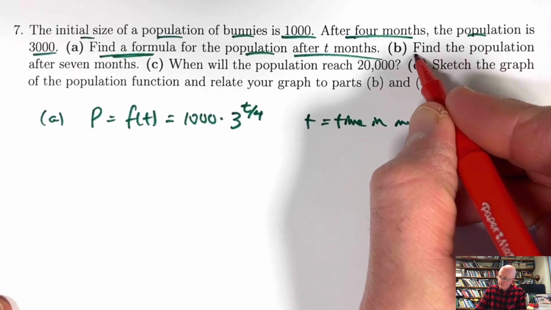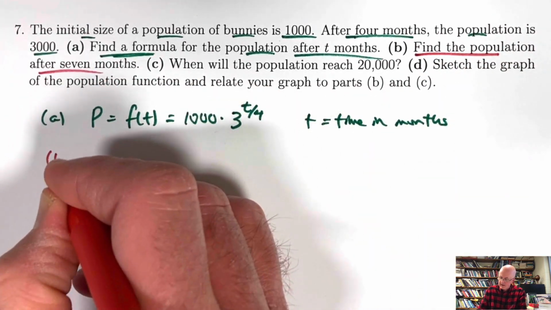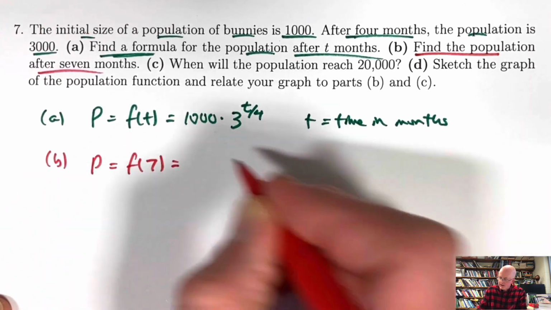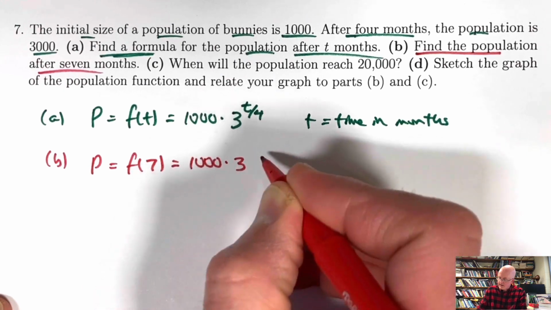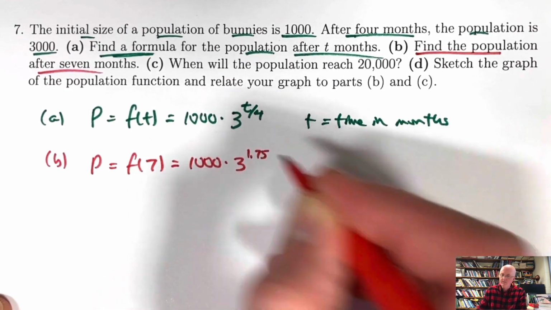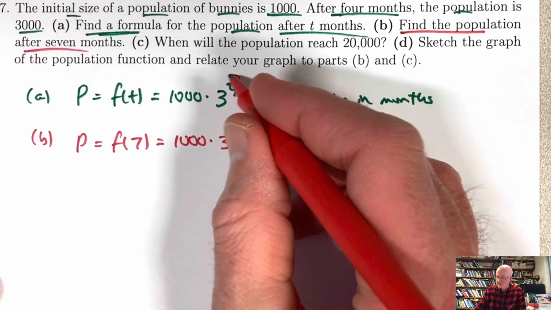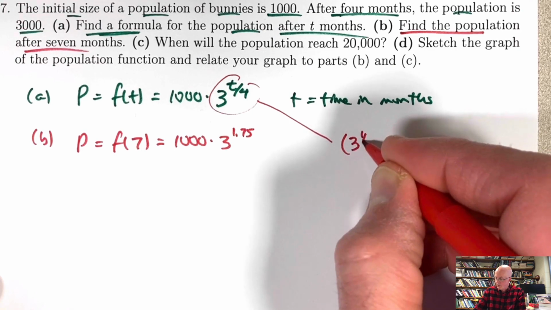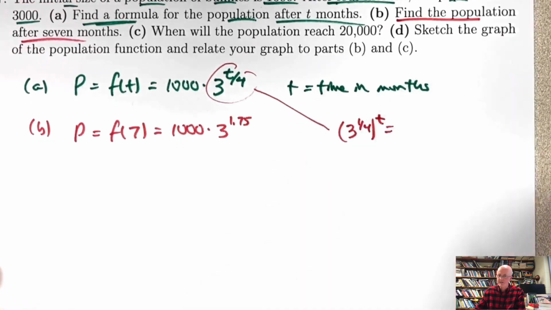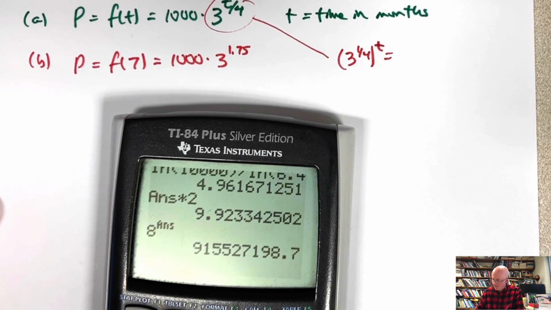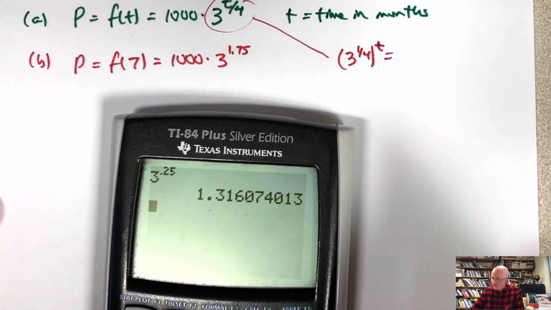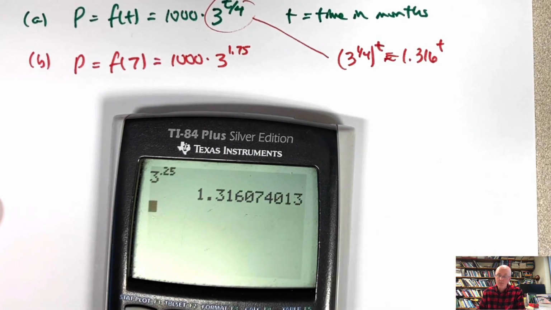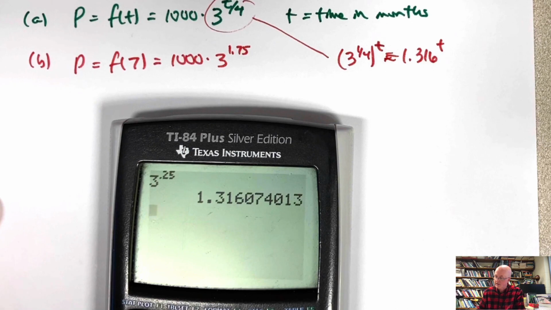Part B, find the population after 7 months. That's just evaluating the function at t equals 7. So I get 1,000 times 3 to the 7 over 4, which is 1.75. By the way, you can convert this 3 to the t over 4 into other forms. You can convert it into 3 to the 1/4 to the t, so that the base really is the 4th root of 3, 3 to the 0.25, about 1.316 to the t power, meaning 31.6% growth per month for these bunnies.